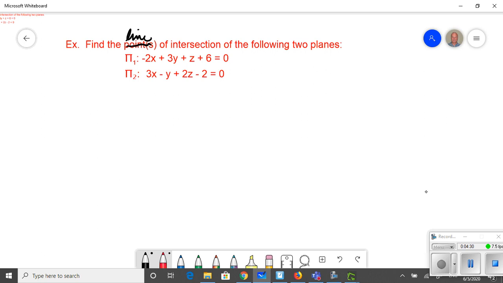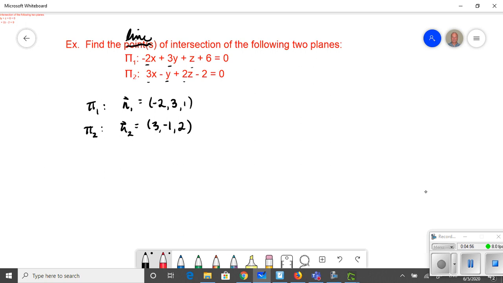Okay, the following two planes, we were given Cartesian equations of the two planes here. So for plane 1, I'm going to talk about the normal here, and I'm going to call it normal 1. And this normal is going to be (-2, 3, 1). That's just the components. And for plane 2, I'm going to talk about the normal of (3, -1, 2). So that's just these components here.